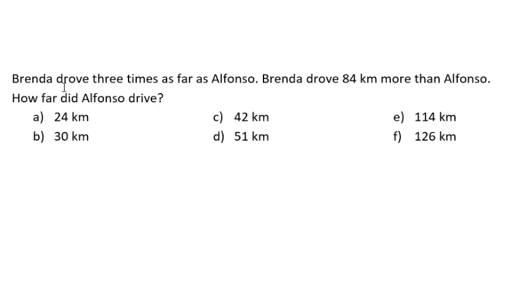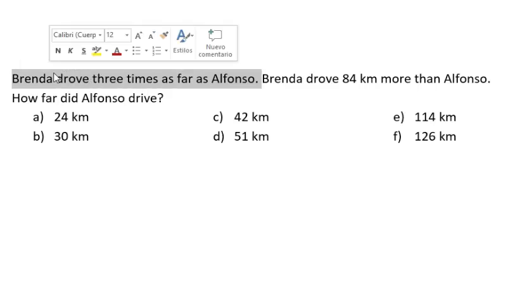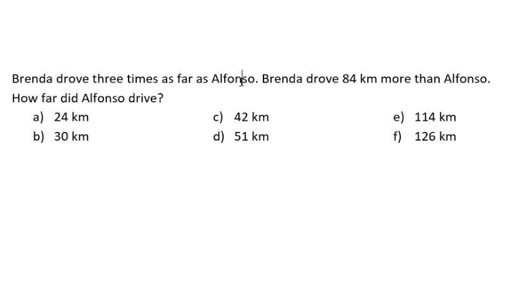Okay, Brenda drove 3 times as far as Alfonso. There's a period that's important, you stop. That's one piece of information. So I know that Brenda drove 3 times as far as Alfonso. If I don't know anything about Alfonso, then Alfonso is going to be X for me. So Brenda drove 3X because it's 3 times Alfonso. Brenda traveled 3X, and Alfonso traveled X.